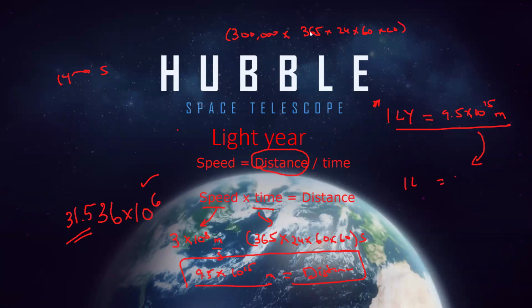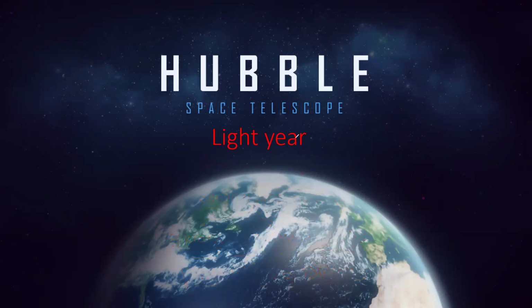As you can see, when we were using a formula, light year is actually a unit of distance. And distance is what? Distance is speed multiplied by time. What about the speed of light? The speed of light is 300 million meters in 1 second. So this is meter per second. And what about the time?